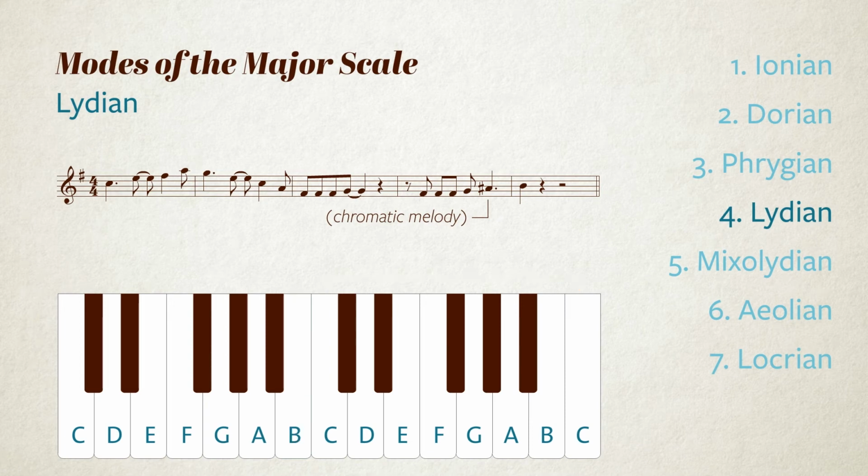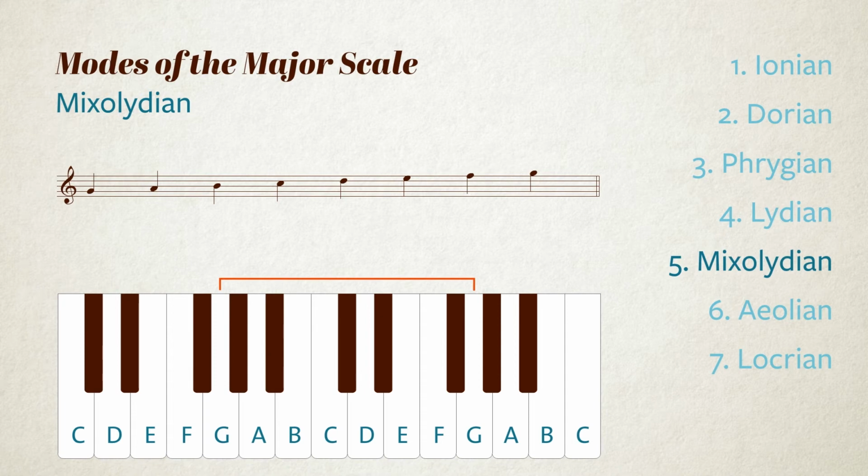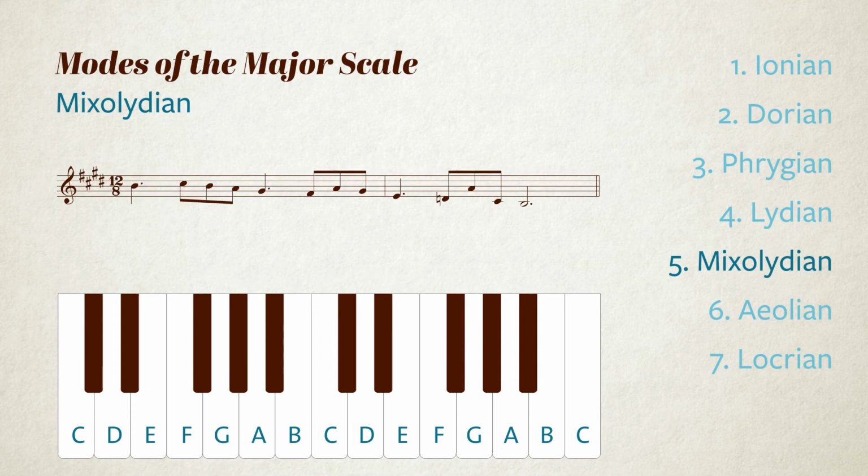Next, the fifth mode, which is known as the Mixolydian Mode. In our key, it's G to G, and it's just like the G major scale, but with a flattened seventh. Here's a famous example of the Mixolydian in action, the Beatles' Norwegian Wood. Take a look at the notation to see how this works.